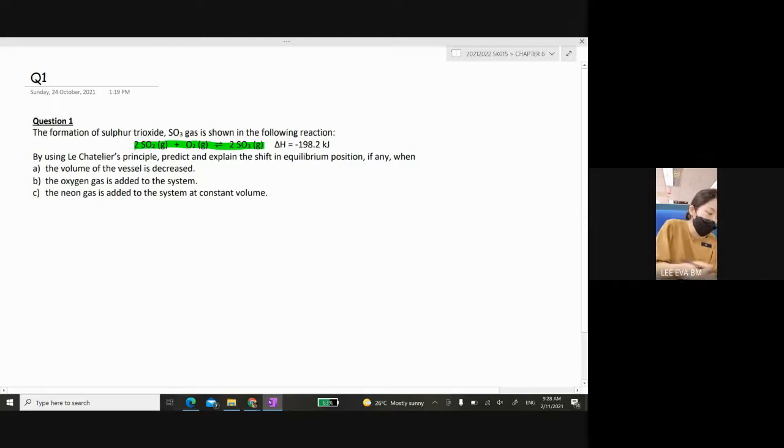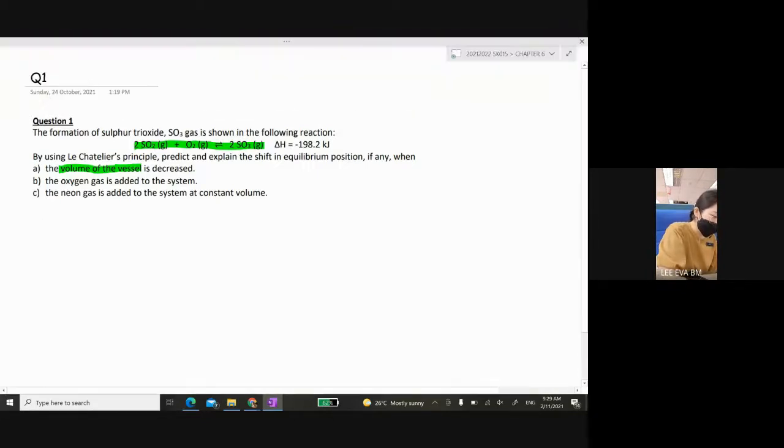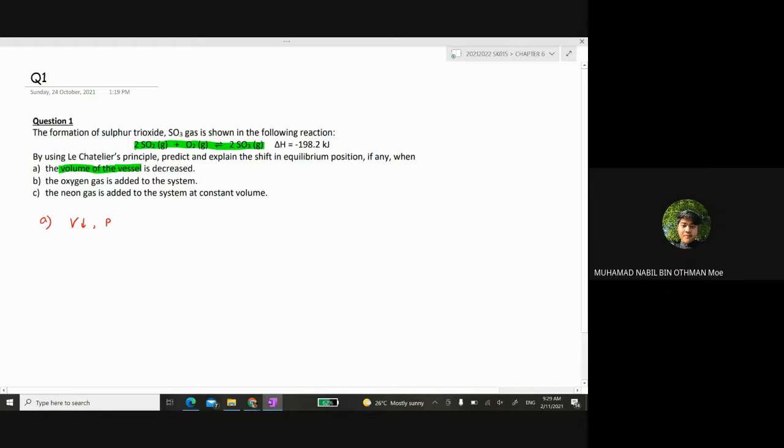So the first scenario: if the volume of the vessel, meaning the container, is decreased, in which direction? We can do it one by one. You can write in your own sentences, and refer back to the notes on how to make sentences. So volume decreases, what happens to pressure? Increase. Okay, correct. Volume decrease, pressure increase.